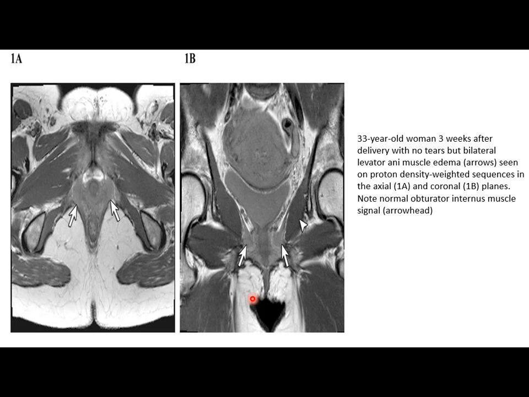This is a coronal image showing no tearing, just edema of the levator ani muscle. There is no tear, it just becomes edematous with abnormal signal intensity, and surrounding edema or fluid may be seen.